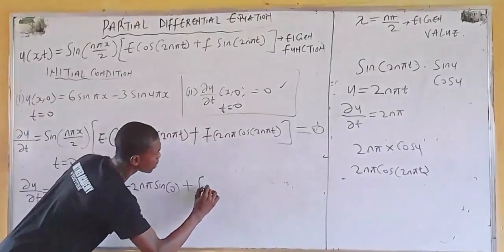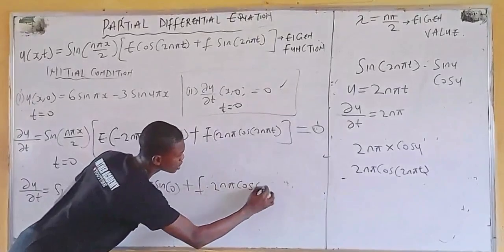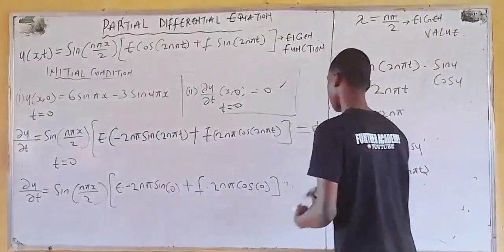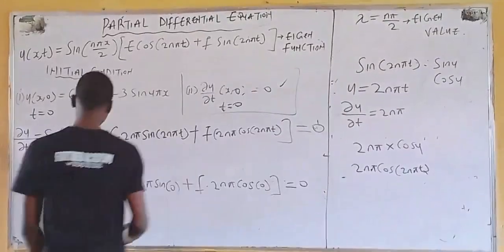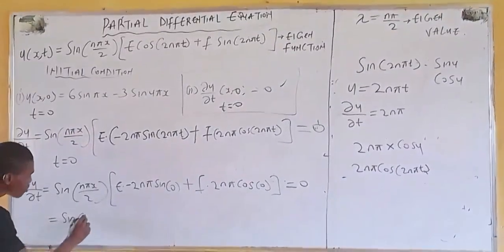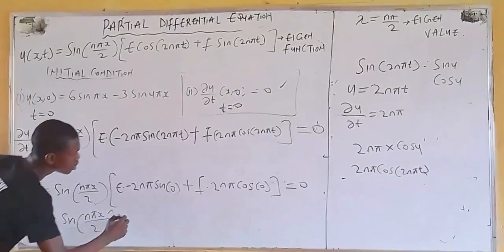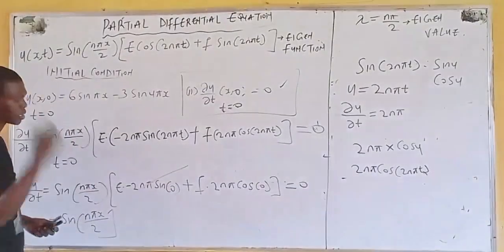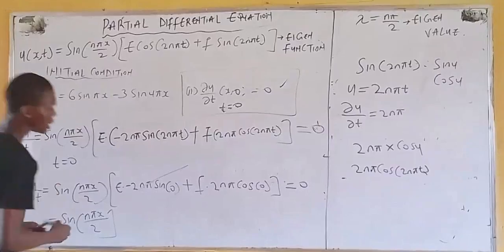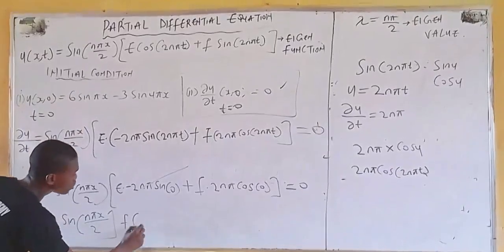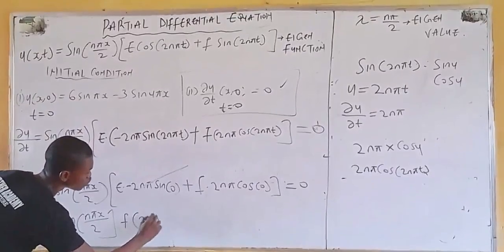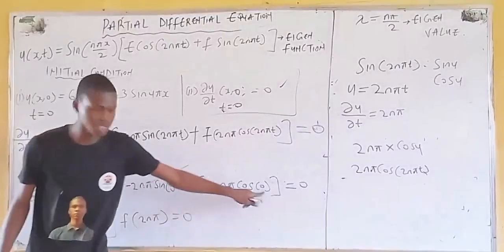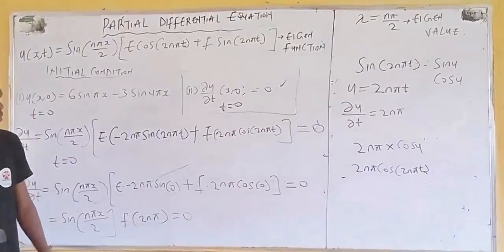Plus f multiplying 2m pi cos 0. Now, sin 0 is what? 0. Cos 0 is what? 1. Meaning from here, this becomes sin(m pi x over 2) times 0. This will cancel out, right? Sin 0 is 0. All of this is not there again, meaning this has cancelled out. Then I'll be left with f times 2m pi equals to 0. Are you getting me? From here, this is 1. So 1 times this, you have this. Any question on that?